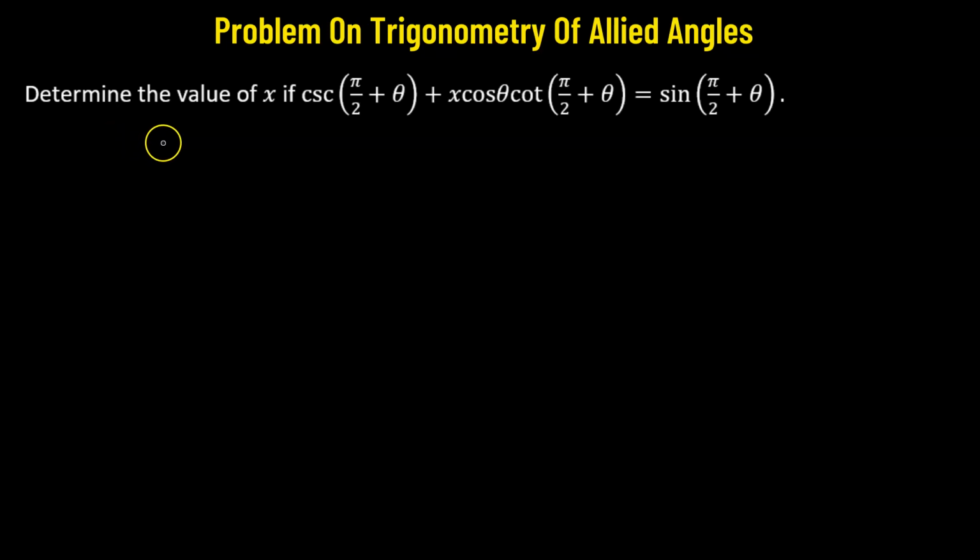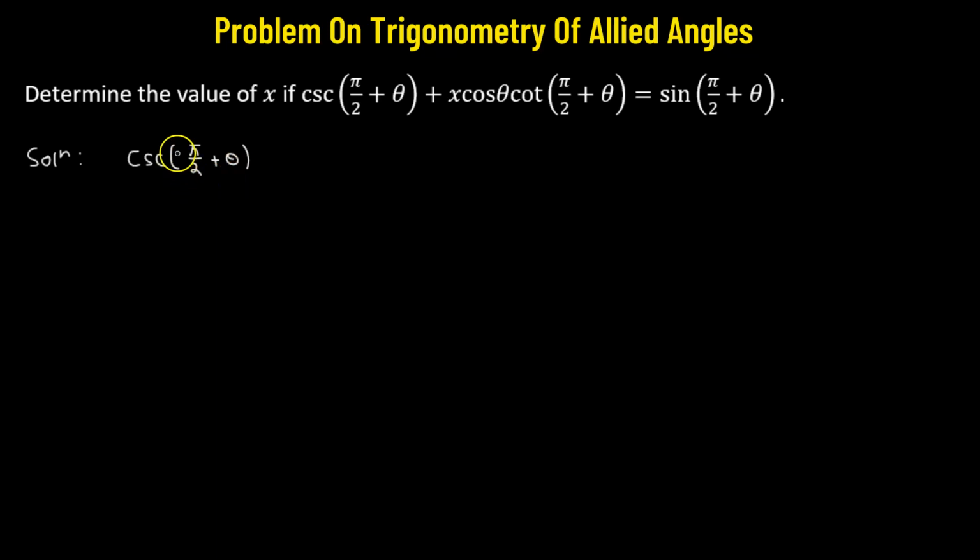So in this problem, we need to find the value of x in a trigonometric equation given by cosecant of pi over 2 plus theta plus x times cosine of theta times cotangent of pi over 2 plus theta equals sine of pi over 2 plus theta. What we're going to do is take some of the trig ratios and simplify them. So let's begin with cosecant of pi over 2 plus theta.